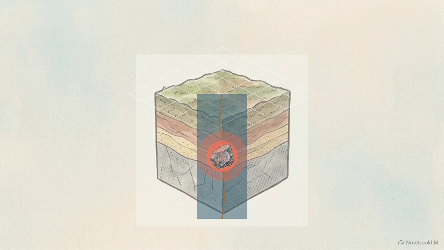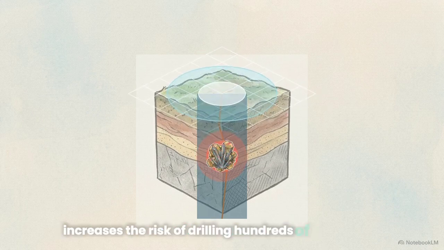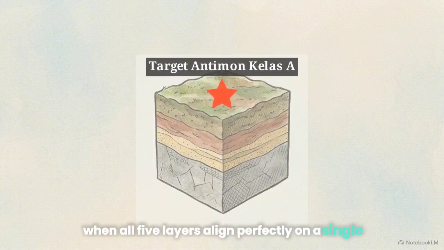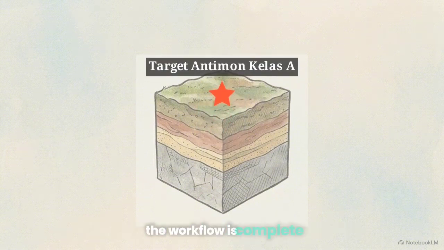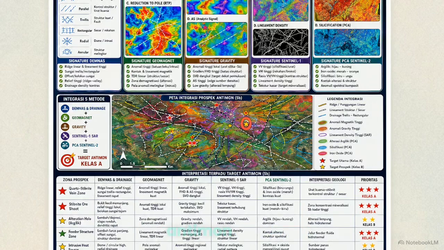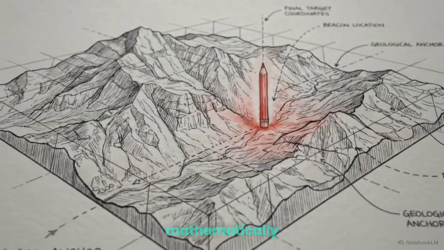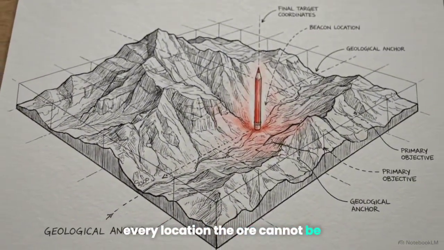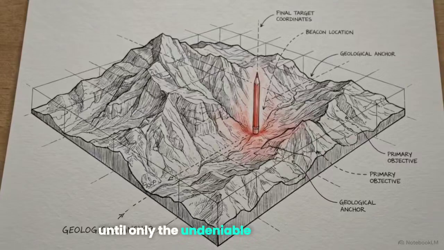Removing even a single parameter from this equation exponentially increases the risk of drilling hundreds of meters into barren rock. When all 5 layers align perfectly on a single map coordinate, the workflow is complete. That coordinate is the target Antimony Class A. Modern geophysical exploration mathematically eliminates absolutely every location the ore cannot be until only the undeniable target remains.